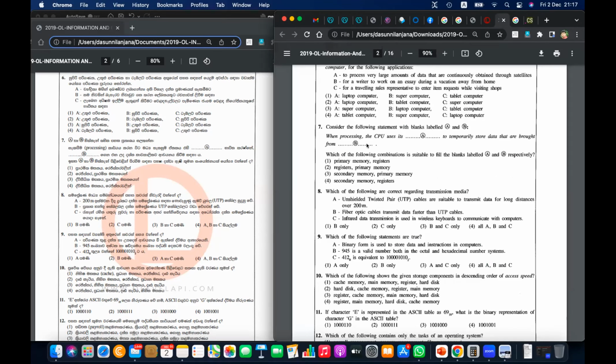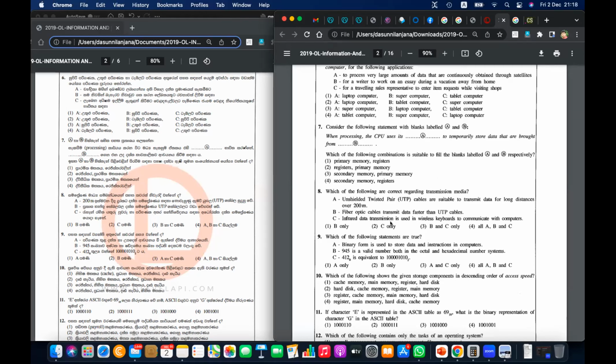Okay, here the answer for A is registers, and for B it is primary memory. So the answer is number 2. For the 7th question, the answer is number 2. Okay. Some of you have sent the answer. Next.